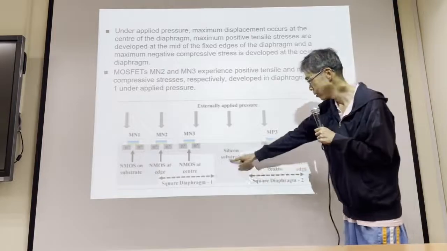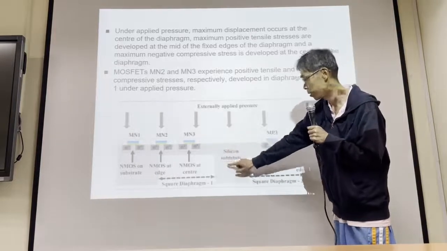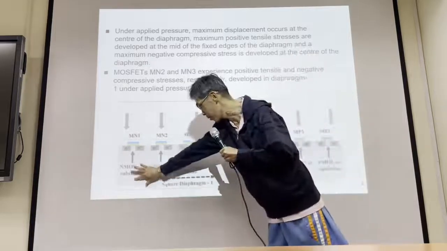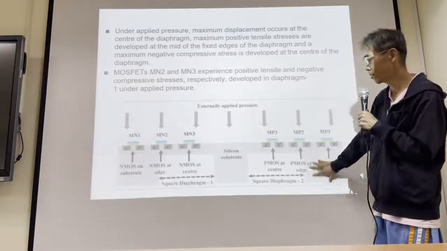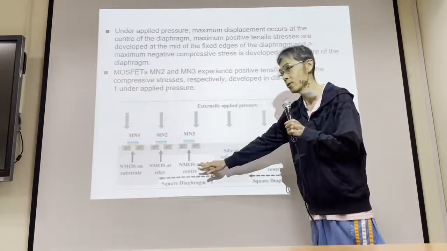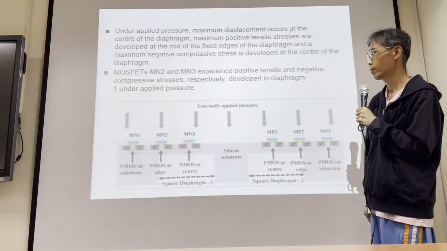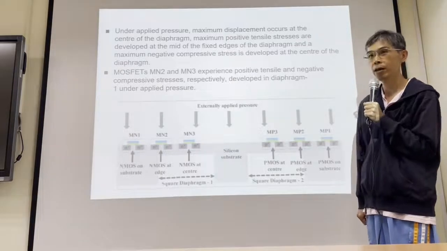So remember, this is not shuttle mass, this is substrate. Substrate, anchor, and anchor. So we have two cavities. Okay, so far, any question?